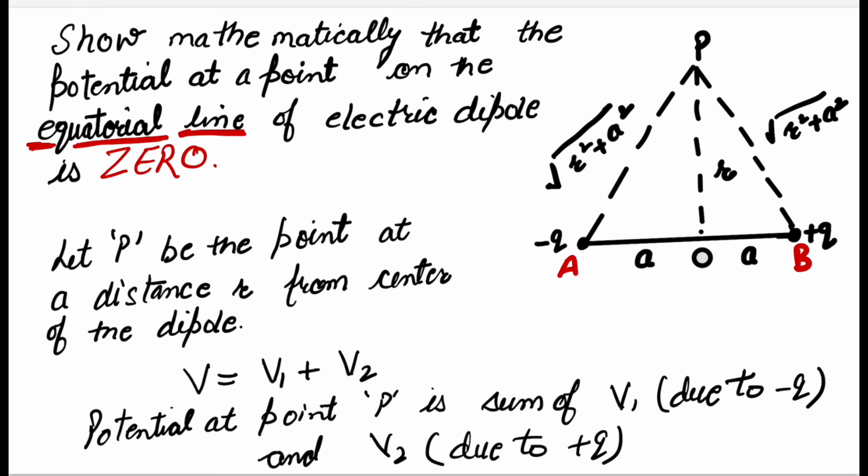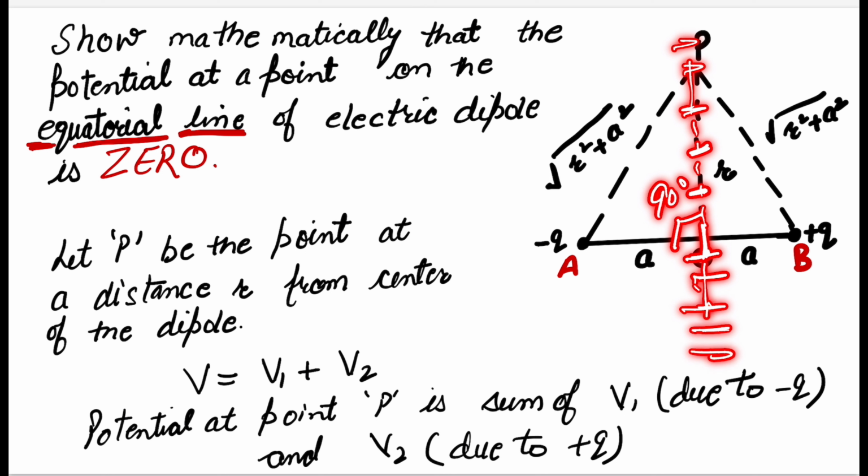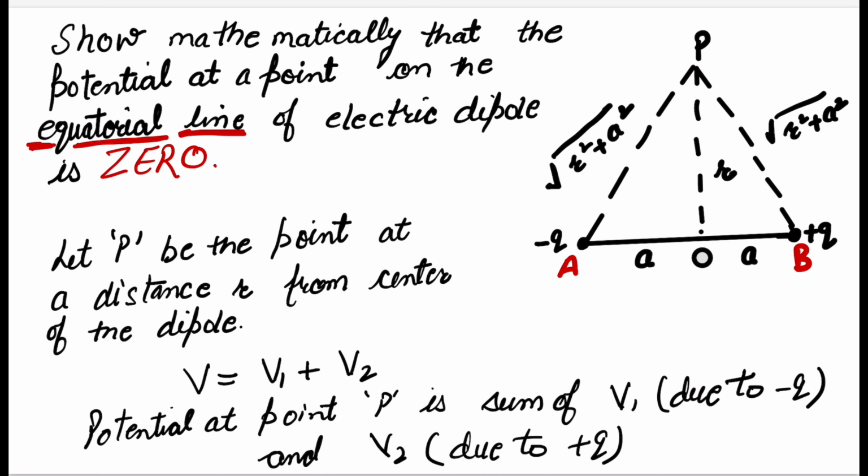Next, we start with the next expression, that is to calculate the electric potential of a dipole on the equatorial line. What is the equatorial line? The equatorial line is a line perpendicular to the dipole, making an angle of 90 degrees, and it passes through the center of the dipole. Any point which lies on this line is called a point on the equatorial line. This can be any point, right?